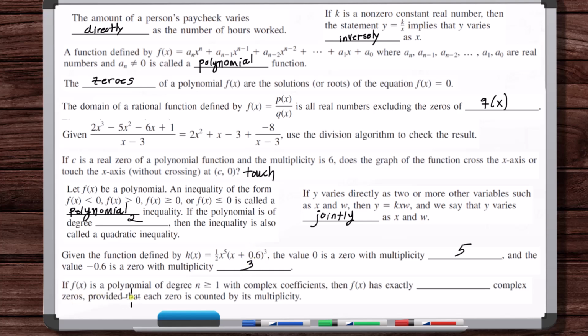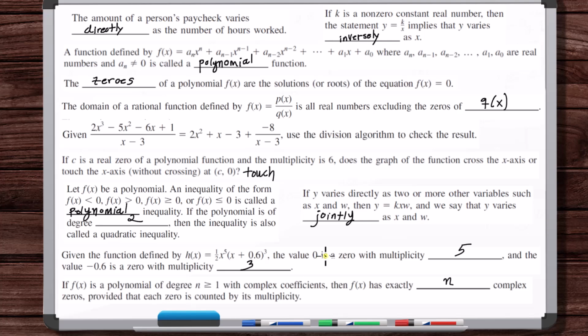If f of x is a polynomial of degree n greater than or equal to 1 with complex coefficients, then f of x has exactly how many complex zeros, provided that each 0 is counted by its multiplicity? It has exactly n. That's the fundamental theorem of algebra. Now, what does this mean? Complex coefficients? They're giving the most general definition of a polynomial. You could have complex coefficients. You could input an x that's imaginary or complex.